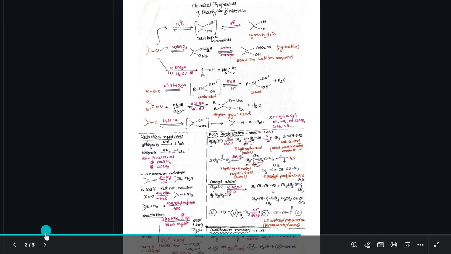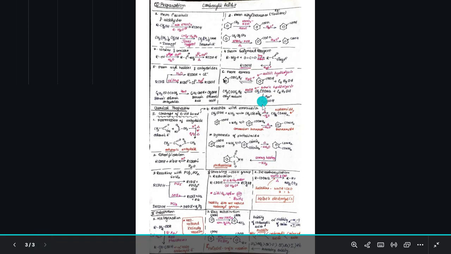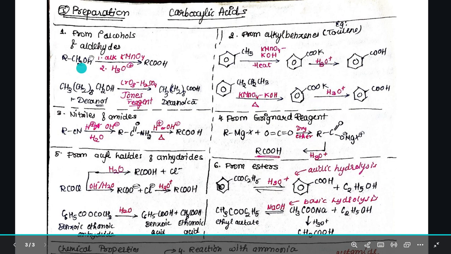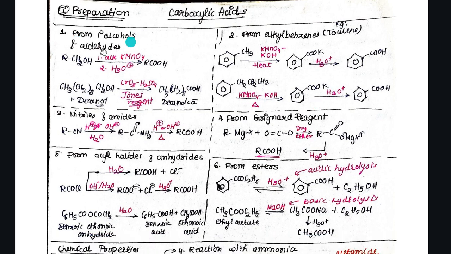Now coming to the final thing, that is carboxylic acid. Coming to carboxylic acid preparation, first from primary alcohols and aldehydes. This is a primary alcohol on reaction with alkaline KMnO4 in the first step, and in the second step H3O plus, the hydronium ion, it will give us RCOOH, which is a carboxylic acid.